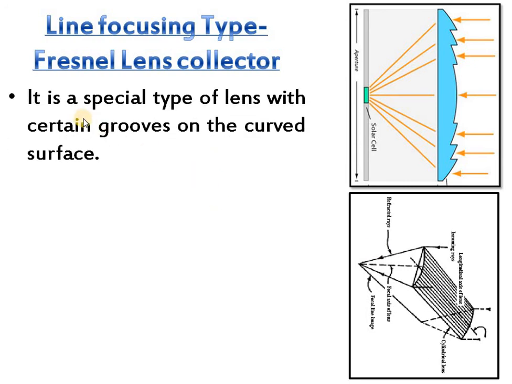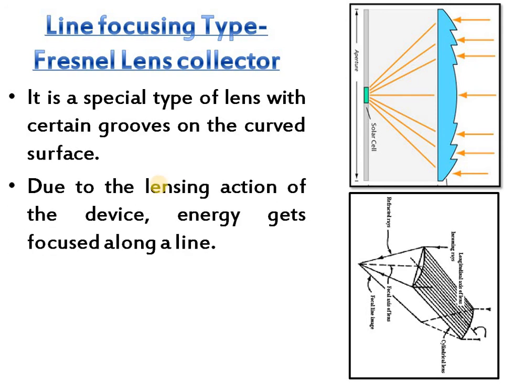So the main points are here. It is a special type of lens with certain grooves on the curved surface. These cuttings are called grooves. So they are specially made technically. Okay, the technical details are not required for you. Due to the lensing action of the device, energy gets focused along a line.